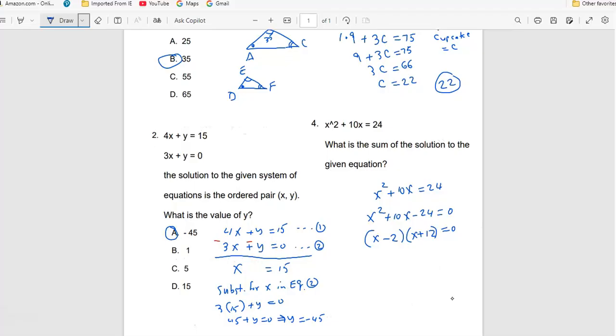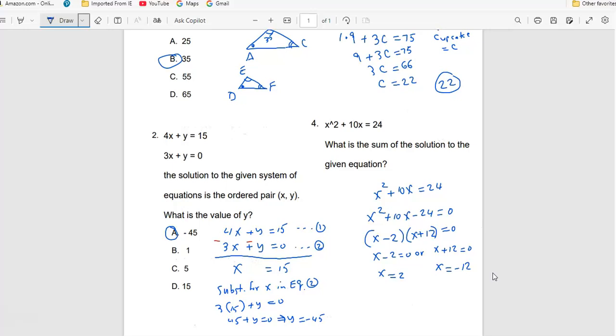So what do we do after that? We use something called the zero product property. If something multiplied by something equals 0, at least one of them equals 0. 0 times any number is 0, or any number times 0 is 0. So x minus 2 equals 0, or x plus 12 equals 0. How much is x from the first equation? If I add 2 to both sides, x equals 2. And from the second equation, if I subtract 12 from both sides, I get x equals negative 12.